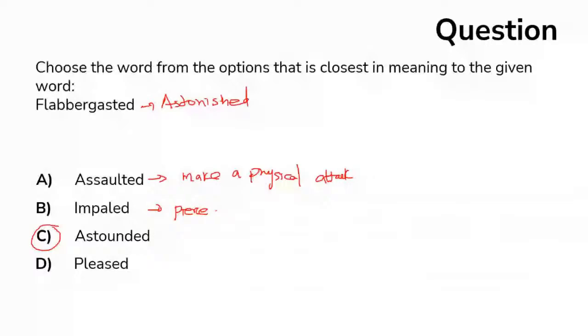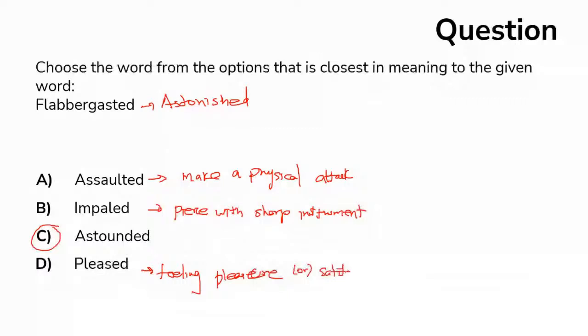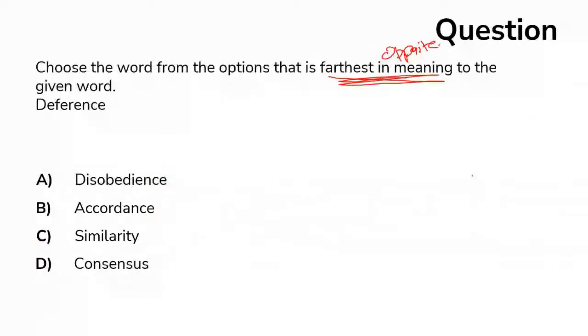Next one. So choose the words from the option that is farthest in meaning. Farthest in meaning means they were talking about the opposites. So from now onwards, we'll be looking for the words, how to find words which are having opposites in it. Try to do it fast. I'll give you a minute to find the meanings and find the opposites of it.